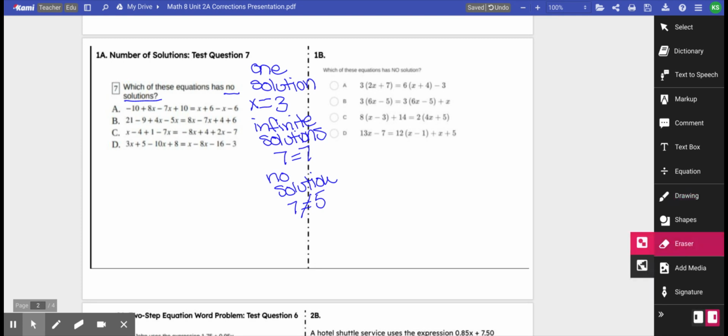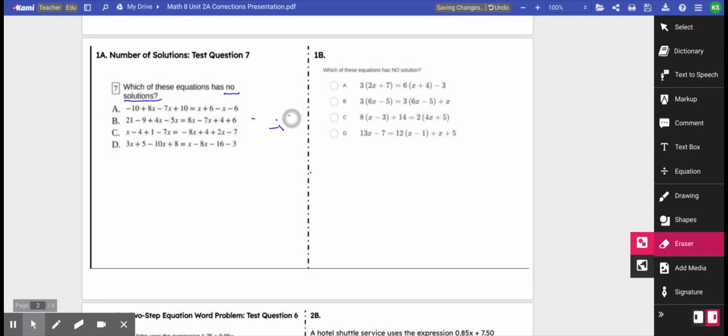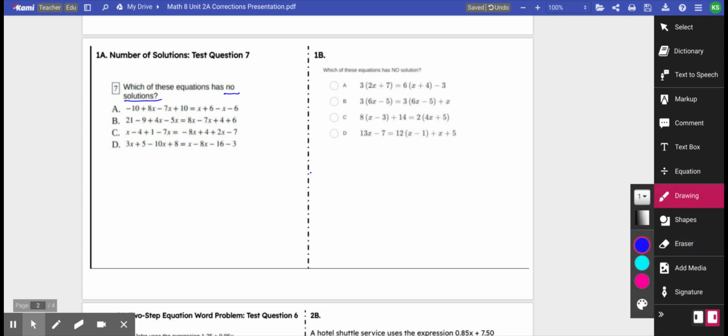Okay, I'm going to erase that because I don't want to run out of room for the work. But I will write it up above the problem. We're looking for an answer that does not balance. So we're looking for something like 5 equals 7. That's what we're looking for. Something similar. It could be different numbers, but they need to not balance. So this problem does create a pretty good amount of work. We have to solve these.